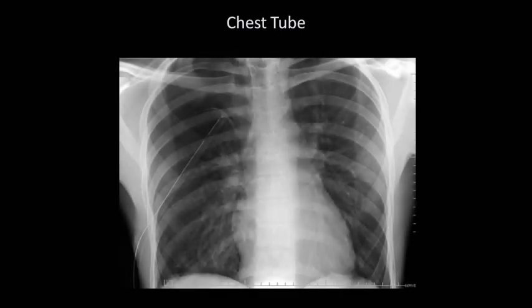Here's a chest tube in the right hemithorax, which is a large caliber tube introduced into the pleural space for the purpose of either draining a complicated effusion or empyema, or for treatment of a large pneumothorax.